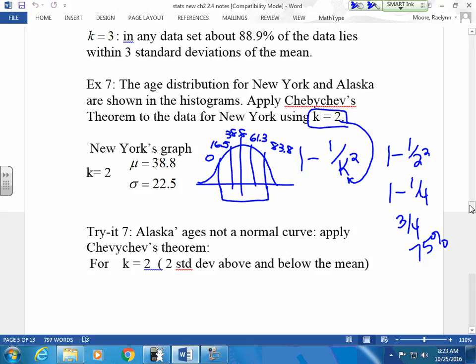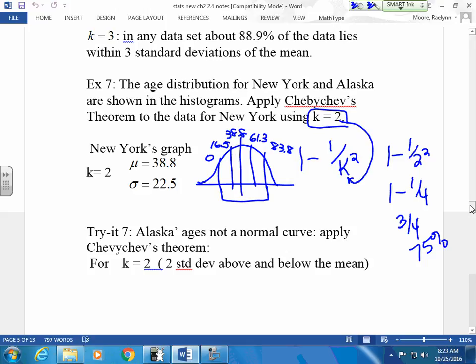Because really, it is not a normal curve. It is a skewed curve. I don't know anything about the curve. I don't know which way it's skewed. Obviously, it's skewed more towards the higher than the lower. But I don't know which way it's skewed. So I can estimate that 75% of my data will fall 2 standard deviations below the mean, 2 standard deviations above the mean. That's all we can figure out from his theorem.